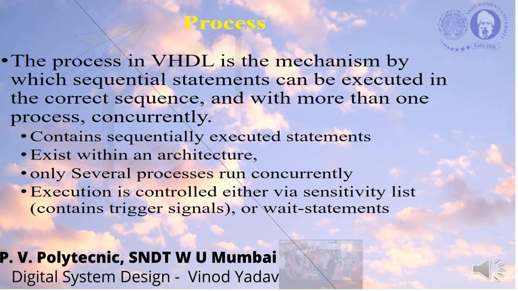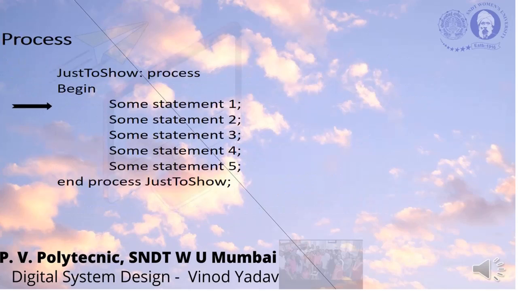It contains sequentially executed statements and exists within an architecture. Only several processes run concurrently. Execution is controlled either via a sensitivity list. Whatever you write after process in parentheses will be called the sensitivity list. Then we call them trigger signals. Or you can put a wait statement. So this is the way. When we say process, this is the way executions will happen: not in a concurrent way, not in a parallel way, but sequentially, serially, things will be executed.